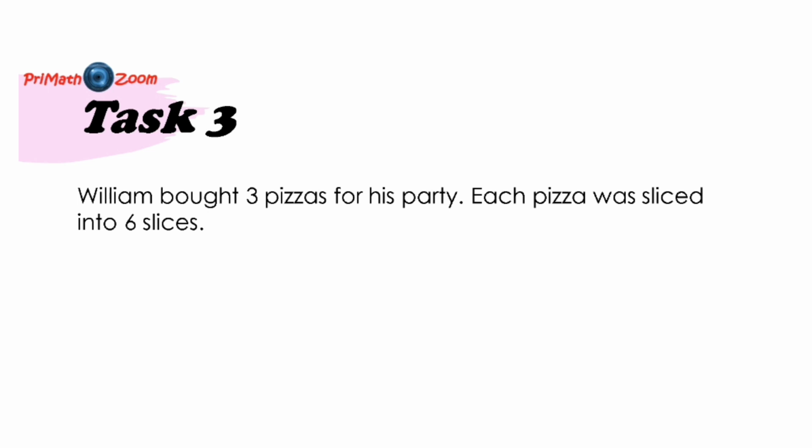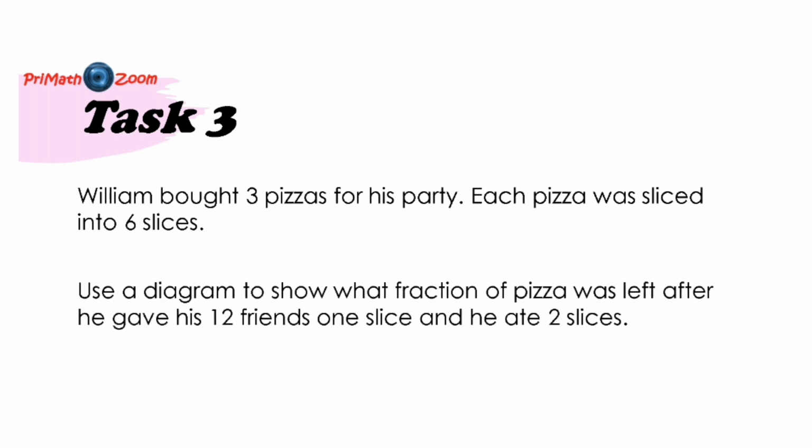Task 3. William bought 3 pizzas for his party. Each pizza was sliced into 6 slices. Use a diagram to show what fraction of pizza was left after he gave his 12 friends 1 slice each and he ate 2 slices. So he gave his 12 friends 1 slice each and he, William, ate 2 slices.